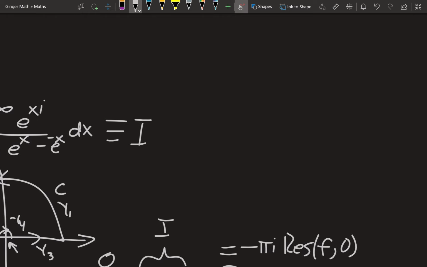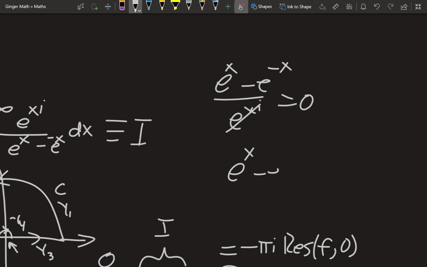As before, I'm just going to take the inverse of both sides, or raise it to the -1 power, however you like to say that, I suppose. Over e to the xi equals 0. Again, that's never 0, so we end up just getting e to the x minus e to the minus x equals 0. So those must be equal.